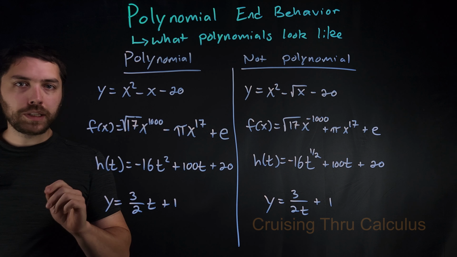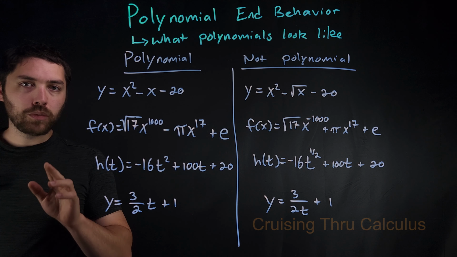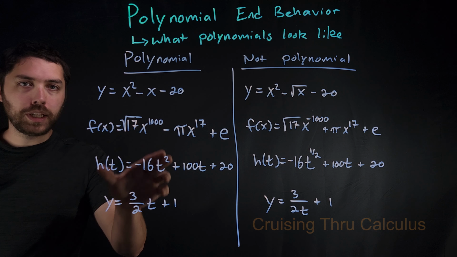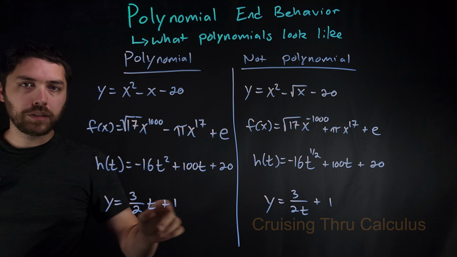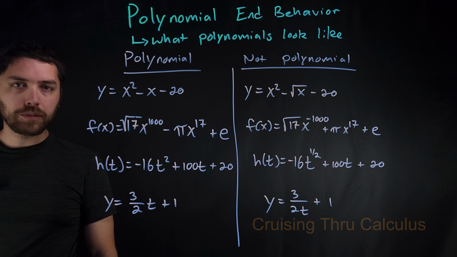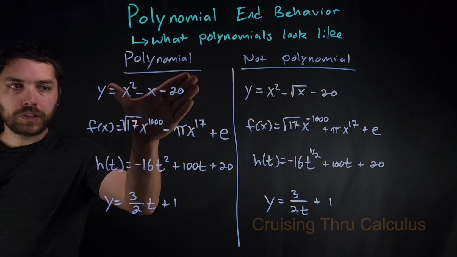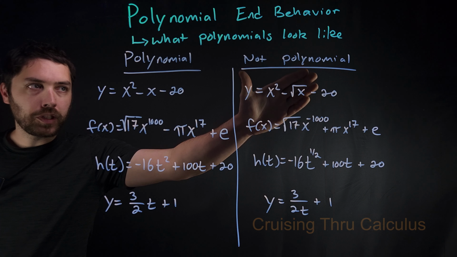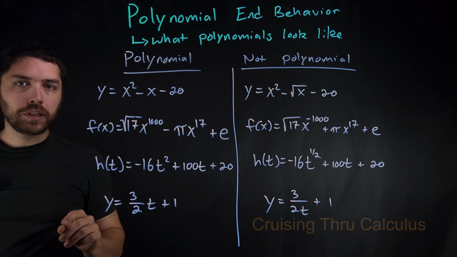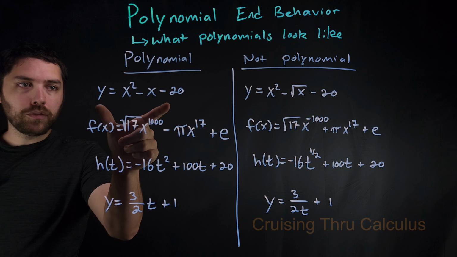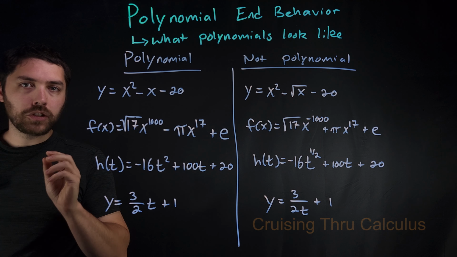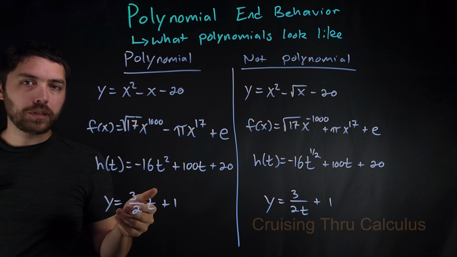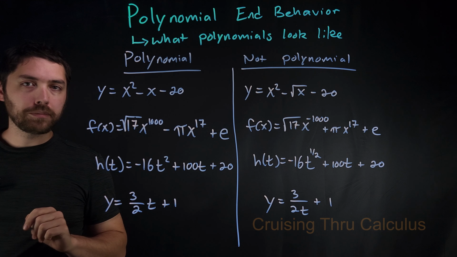Before we jump straight into the end behavior, I wanted to give you a quick rundown of what polynomials look like versus what they do not look like. So, let's take a look at that right now. Over here on this side are all examples of things that are polynomials, and over here are all examples of things that are not polynomials. All I've done is taken one thing from here and changed it, and that change turned it into something that's not a polynomial. So let's go through it line by line.